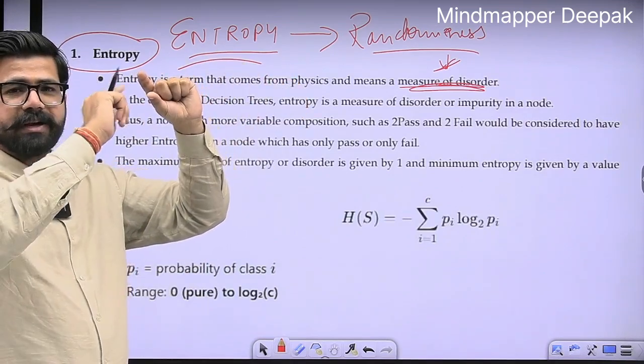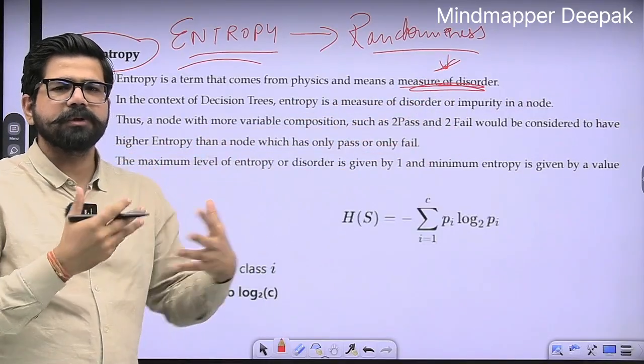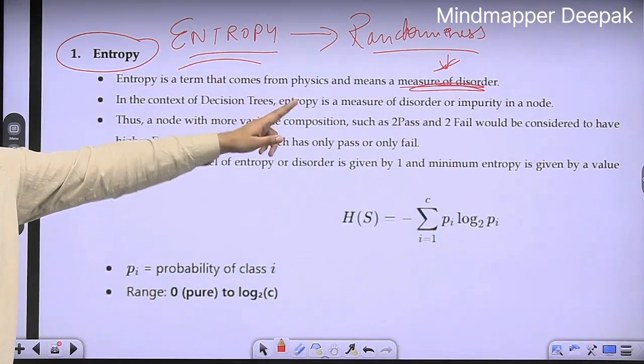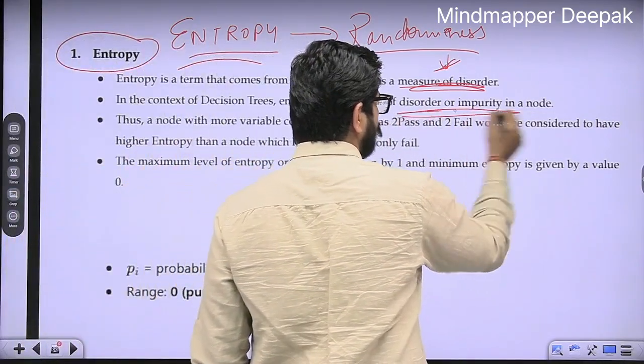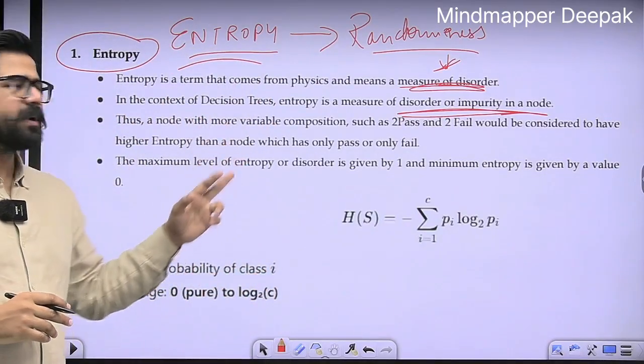Entropy, you can relate entropy to randomness. Randomness means a measure of disorder, how much disorder there will be. So in the context of a decision tree, entropy is a measure of disorder or impurity in the nodes. How much disorder and impurity is present in your node, that can be taken care of.